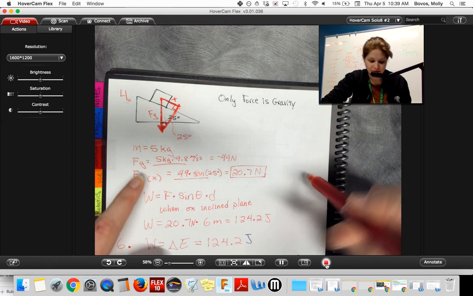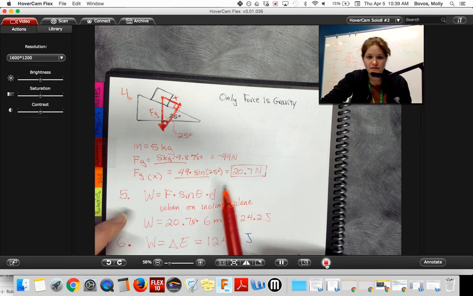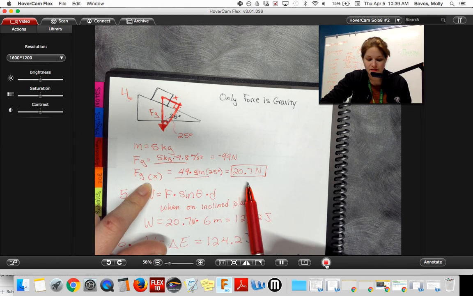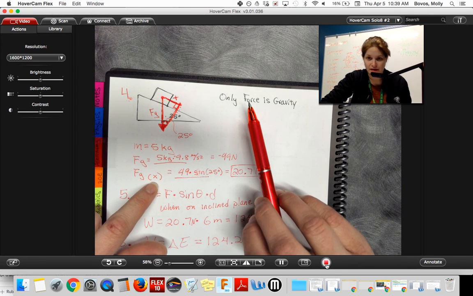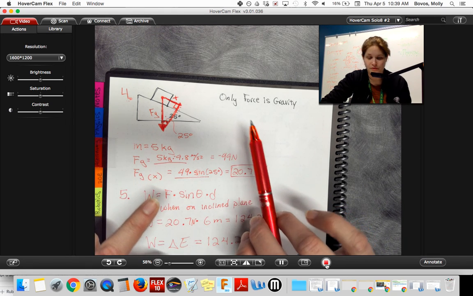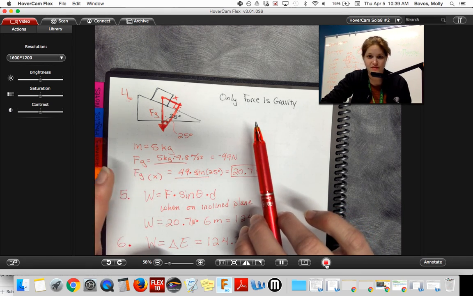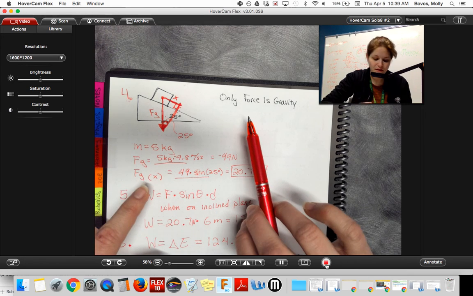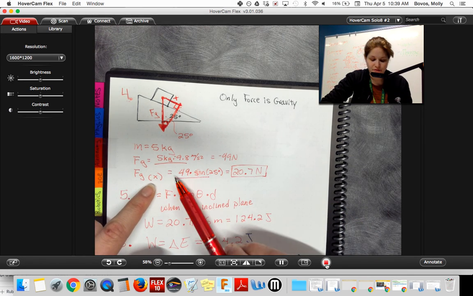We needed to calculate how much force was acting on the object in the x direction. The only force acting on my object in this problem is gravity. There's no friction here. There's no additional pushing up the ramp or pulling down the ramp or anything. It's just gravity. So we only have to deal with gravity.